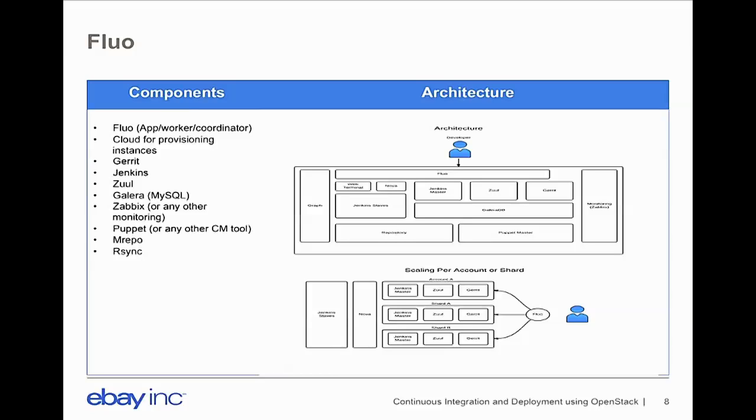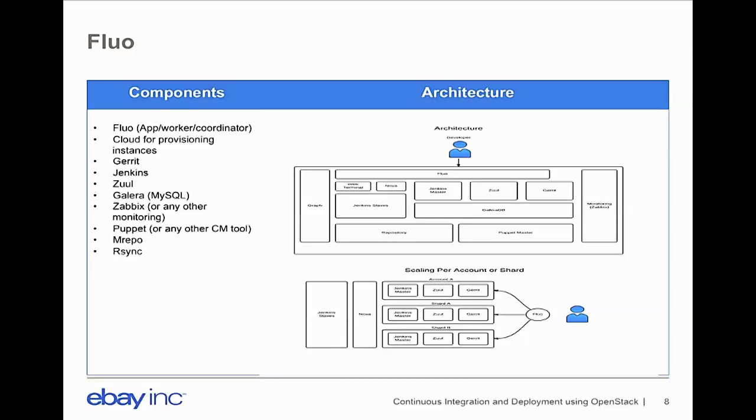We have Gerrit, we have Jenkins. We're right now relying on Zuul from the OpenStack CI to be able to scale a little bit in the way that we're executing all the jobs. We're hosting everything on Galera MySQL, a basic three-node configuration. If something dies, you still have two of them. It has integration with Zabbix, so you can monitor anything that you want in there.